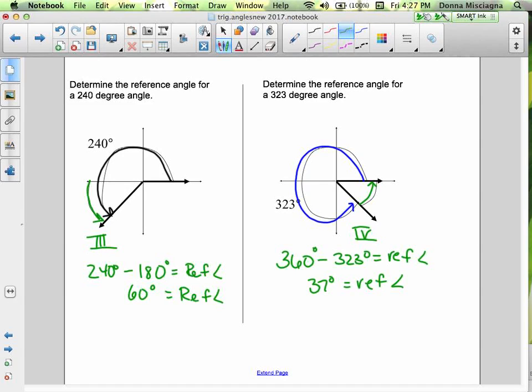Okay, and that's all we have to do. So I hope you're finding this easy. If not, ask me questions in class. Let's do another one. I think we might have some in radian measure coming up.